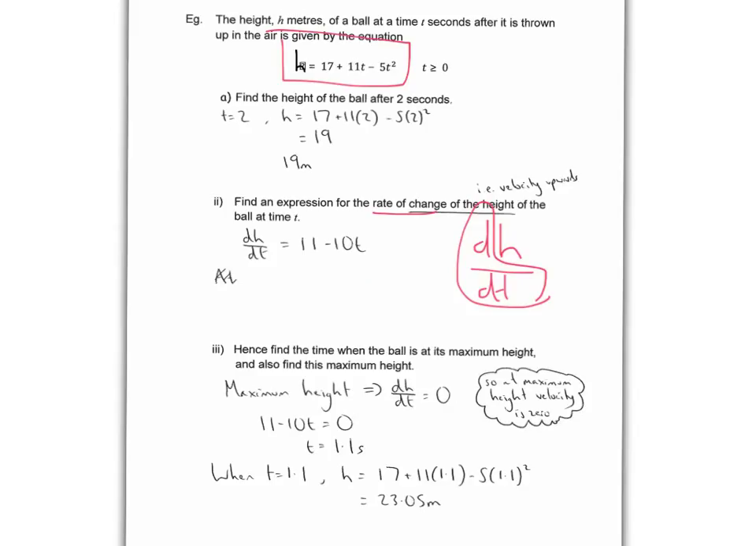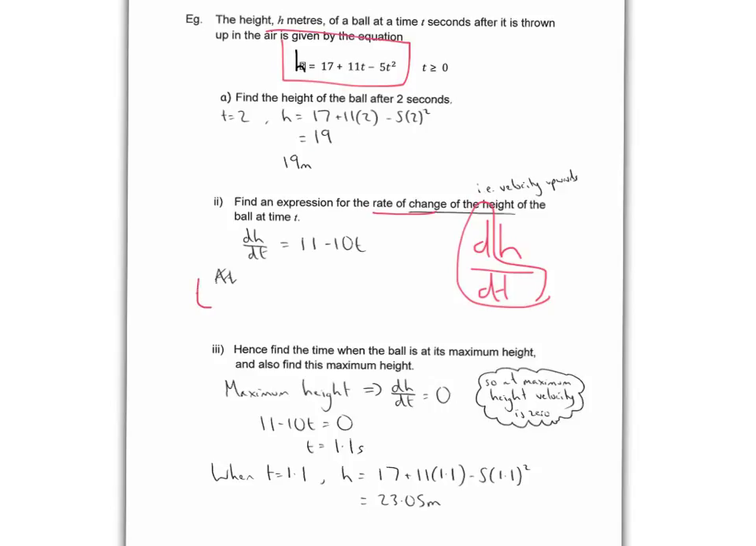minus 10t. So, just out of curiosity now, we can maybe answer our question from earlier on. At 2 seconds, when it was at a height of 19 meters, I didn't know whether it was on the way up or on the way down. Well, let's just briefly find out. The question didn't ask for this, but it's still quite interesting.